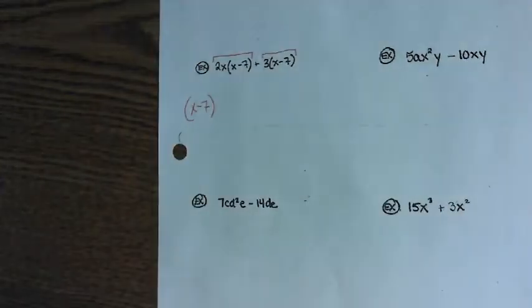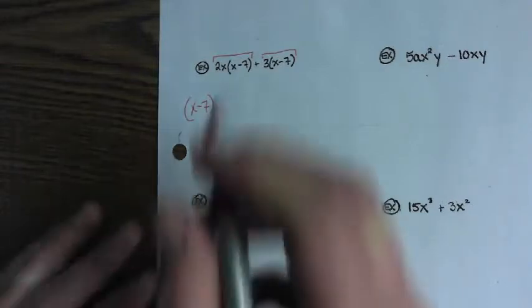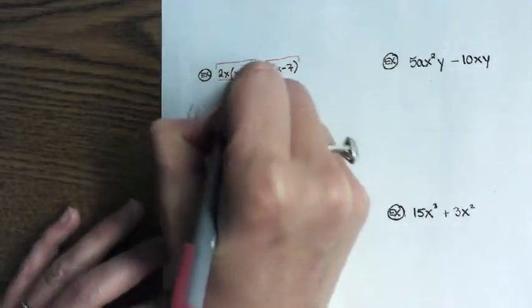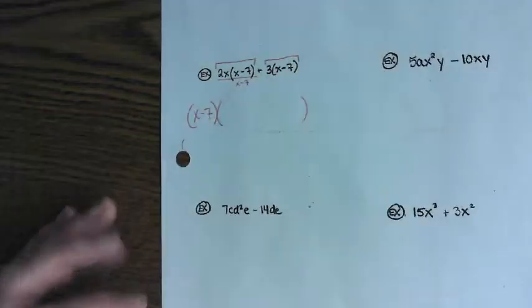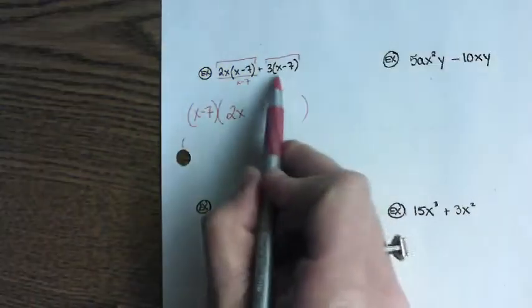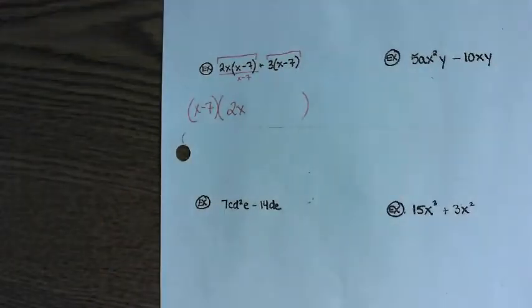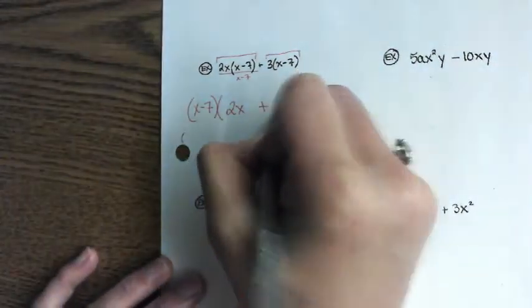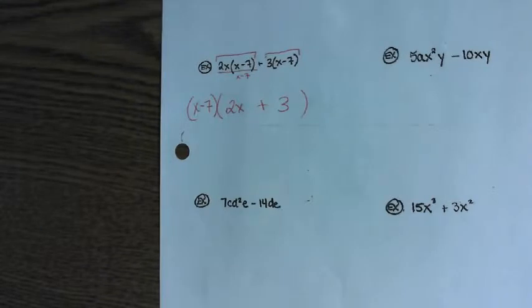Now, because that's a binomial, we're going to put it in its own set of parentheses. Now, when you divide this first term by x minus 7, what's left? 2x. When you divide this second term by x minus 7, what's left? Plus 3. Done. You almost have to train your mind to see it for that.